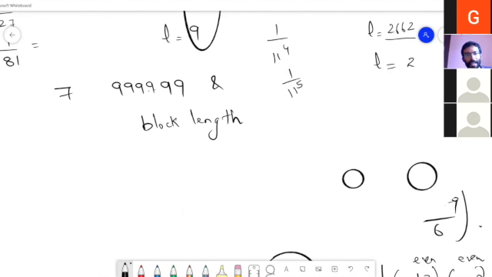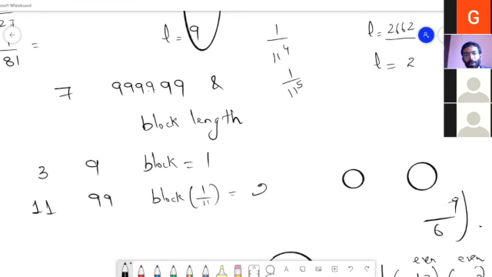For example, we'll take a small number. We'll take 3. So 3, the smallest sequence of 9s which is a multiple of 3 is 9, right? And its block length is 1. For 11, the smallest sequence of 9s which is a multiple of 11 is not 9 but 99. And the block length of 1 by 11 is 2. So my one general question, is there any connection between this and block length?